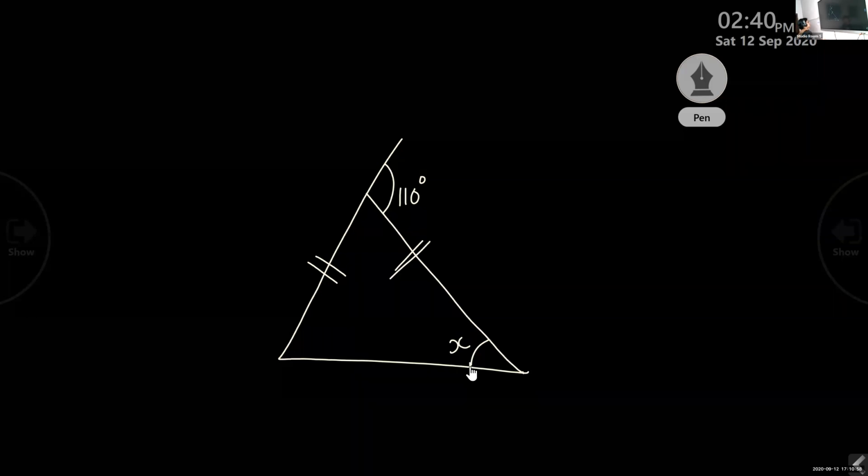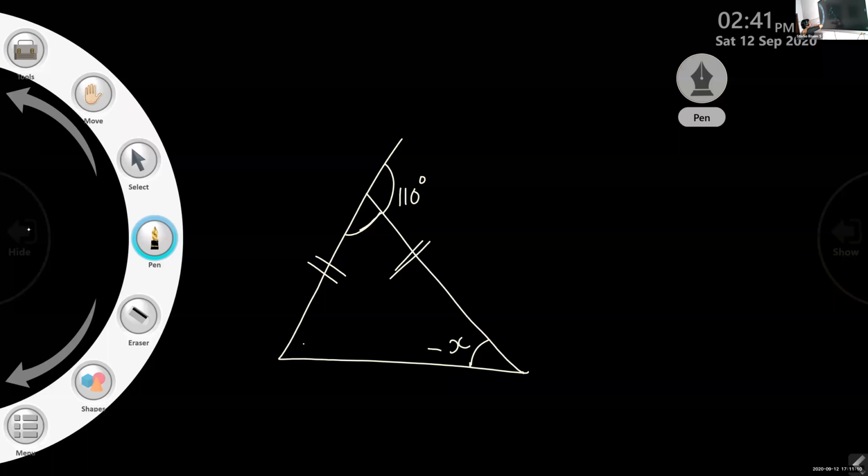Which theorem can you use? You cannot use the linear pair theorem because you will be getting only this angle. You know these two angles are equal, isn't it? Which are the angles that are equal? Can you tell me? I'll mark them differently.